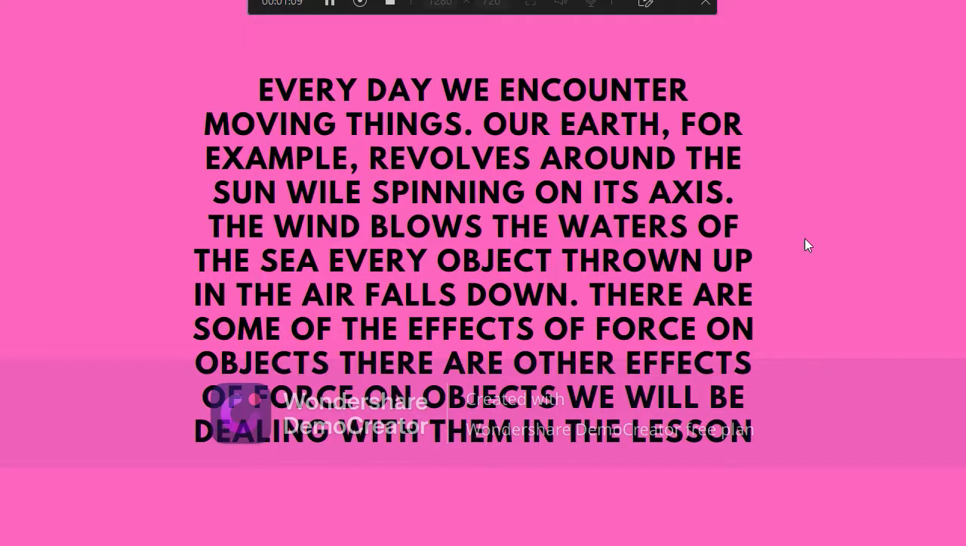Every day we encounter moving things, our Earth. How does the Earth move? That's the question. Give it 10 seconds. Okay, time's up. Our Earth moves on its orbit and it spins around the sun. For example, it revolves around the sun while spinning on its axis. The wind blows the waters of the sea. Every object thrown up in the air falls down. These are some of the effects of force on objects. There are other effects of force on objects. We will be dealing with them in the lesson.